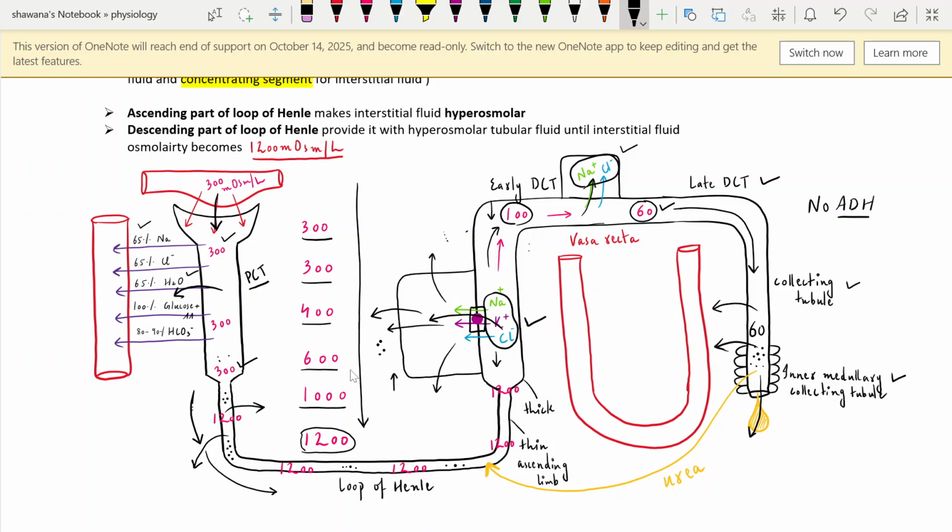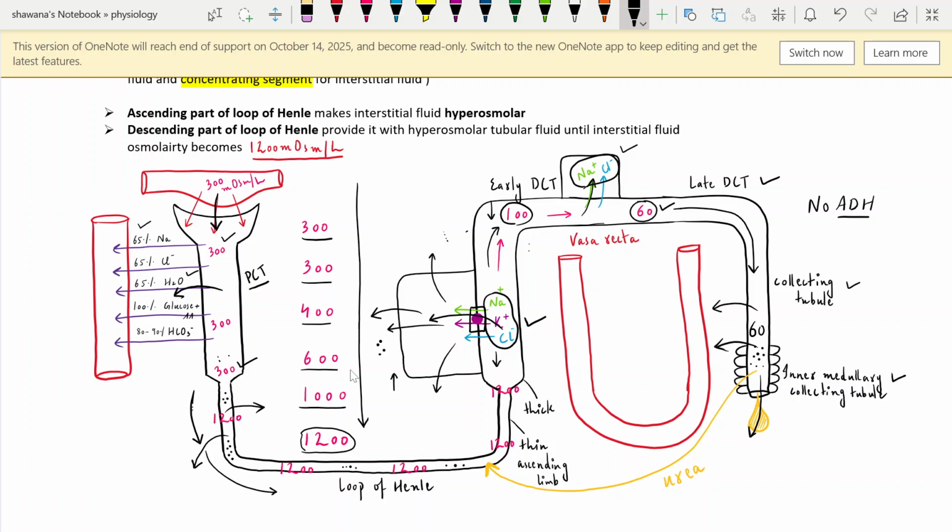Okay, as you know, the first thing in the development of the cortico-papillary osmotic gradient was the countercurrent multiplier, that is the loop of Henle. What was the second thing? The second thing was urea recycling in the inner medullary collecting tubules, right?